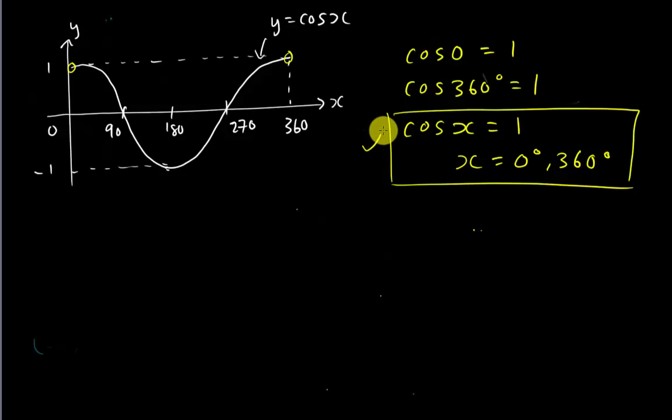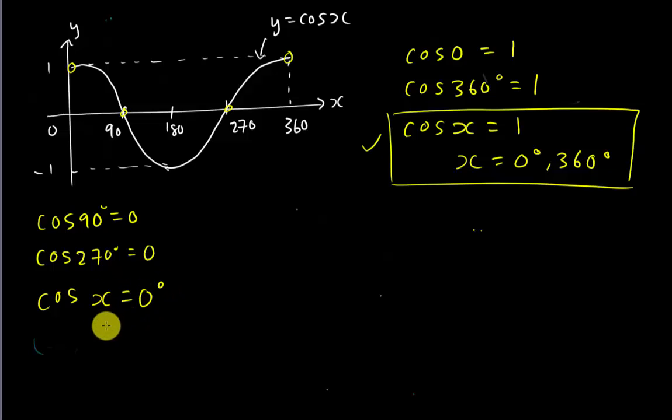This is definitely important. The second one, in the cos graph, at 90 and 270 you will get a 0 value. That means cos 90 you get 0, and cos 270 degrees you get 0. So if I ask you cos x is 0, what is your x value? Oh no, 0 has no degree. It will be 90 degrees and 270 degrees, because this is the angle x. So this is something very important about the cos graph.